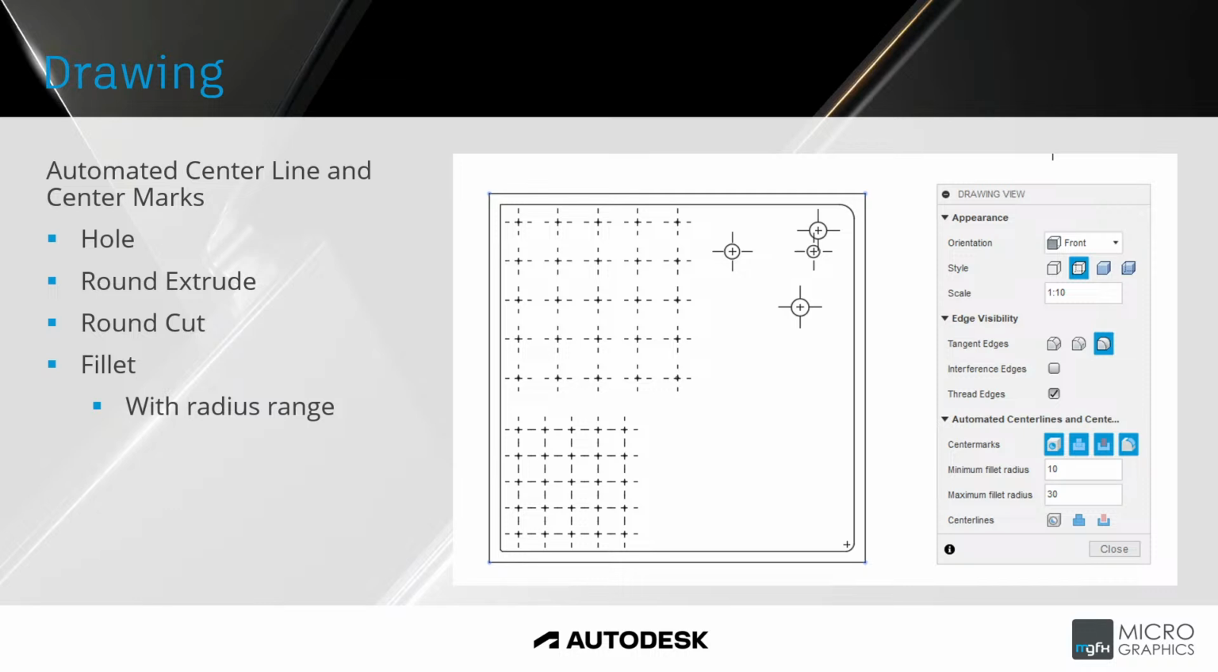When you enable the fillet option, that will also add the minimum and maximum fillet radius fields. You can leave them blank to have all fillets center marked, or you can put in a range. With the range between 10 and 30 millimeters, only the bottom right hand fillet on that plate is being center marked. This also works for center lines. If we had a side view, which we'll show in the demo, we would get center lines through those cylindrical surfaces or holes as well. So that's the ability to add automated center lines and center marks.